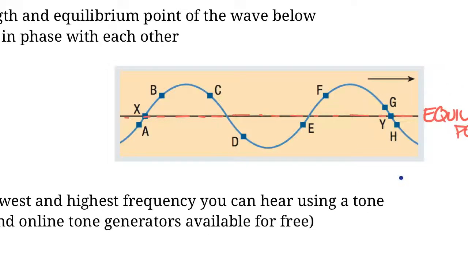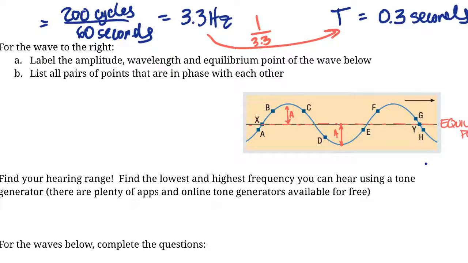The amplitude, remember, is the distance from the equilibrium point to the crest or trough. So I'll label that with an A for amplitude. Notice how it's going to be the same amplitude down here to the trough. So that is the amplitude. What else are we asked to find? The wavelength. We're not given any numbers here, but a wavelength, remember, is like from the start to the end of a wave, of one cycle of the wave.